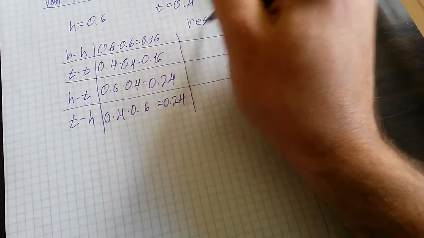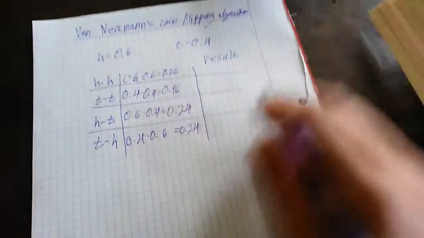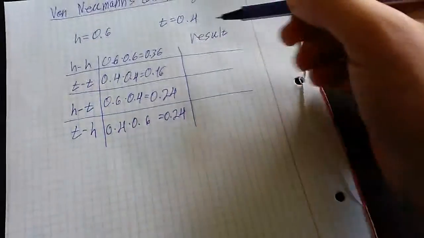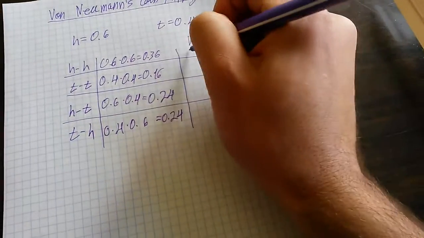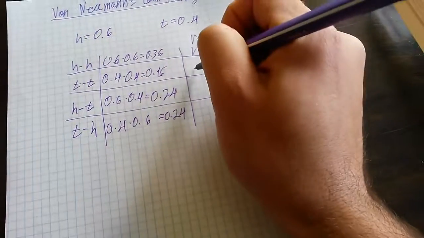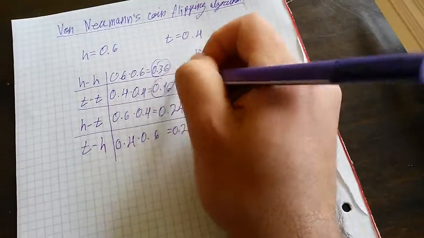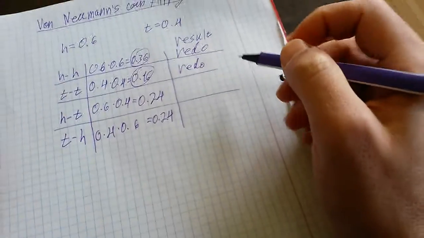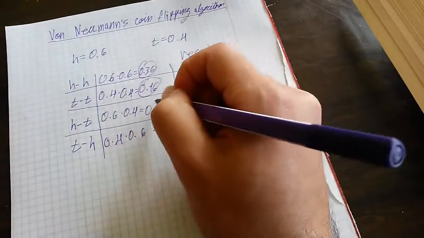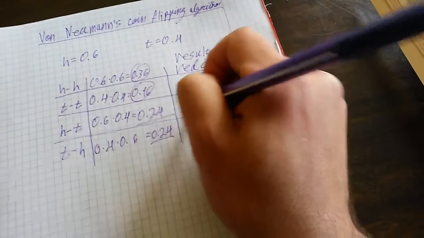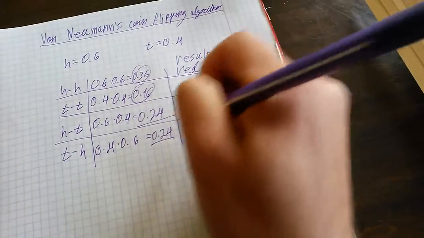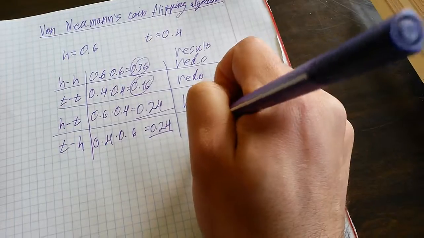So what we'll do is we'll assign a result for each one of our possibilities. Now we'll just redo with the first two. These produce respectively 0.36 and 0.16, but the last two produce the same probability. So we'll call this one heads, and we'll call this one tails.